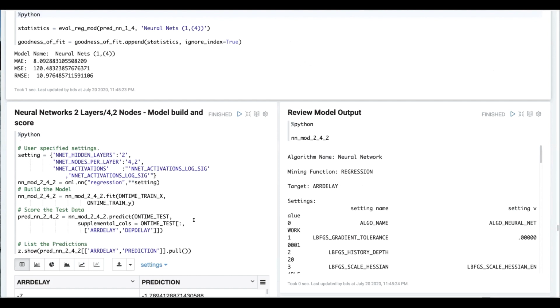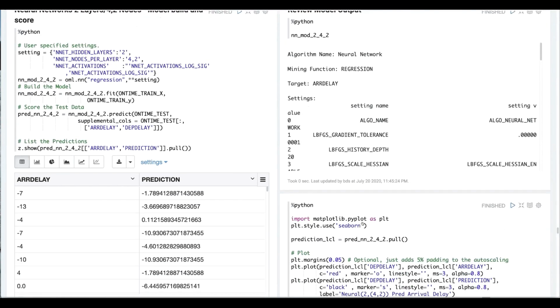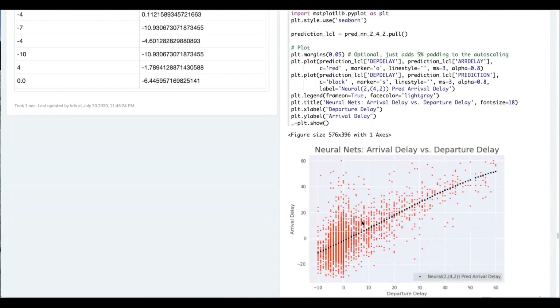A 2-layer network now with 4 and 2 nodes, and then I got my activations of log sigmoid functions here. So you can start again playing with that structure, and then you can see there is a little bend right on the top end here. There's a little bend out of that.